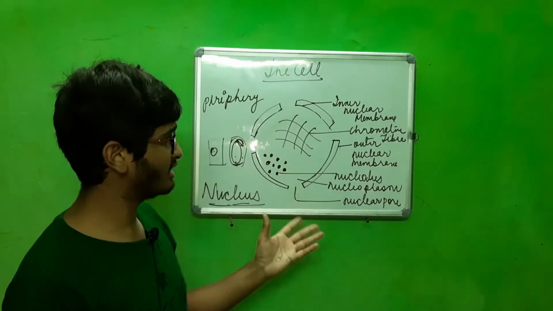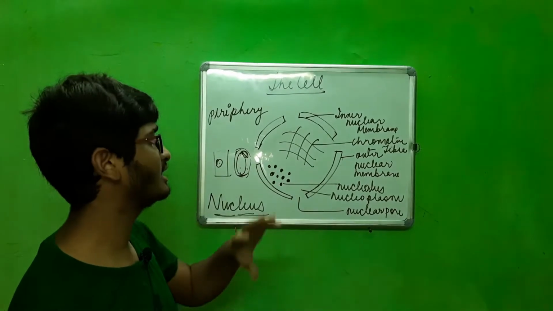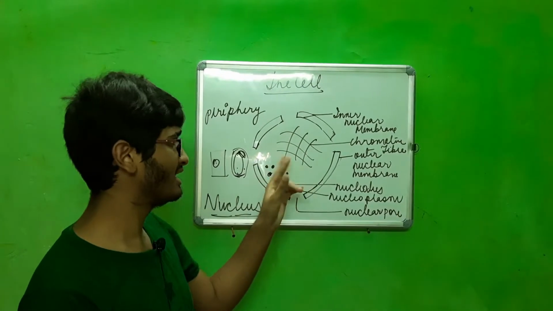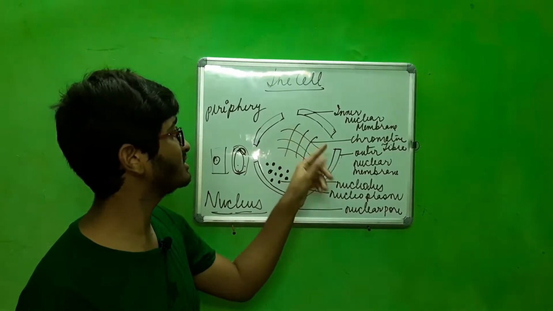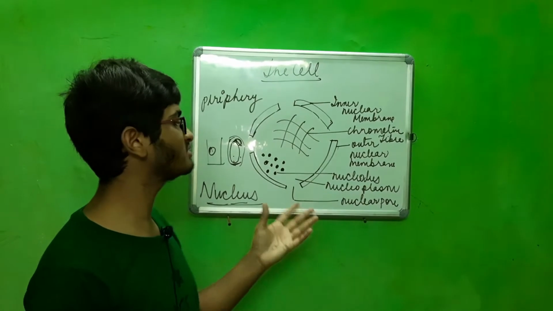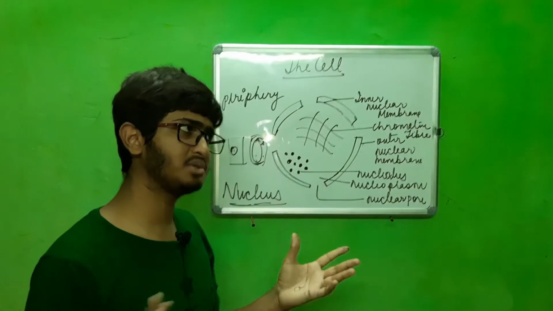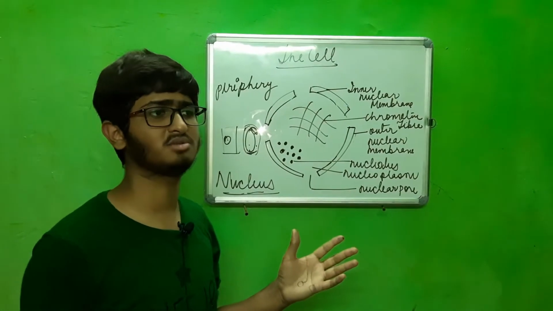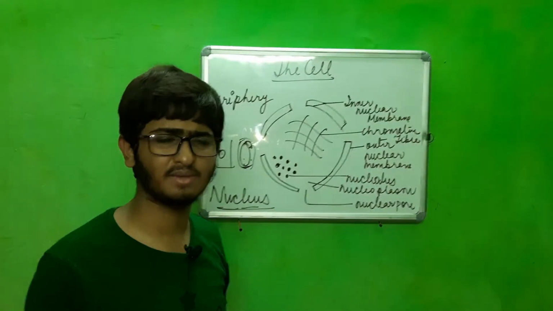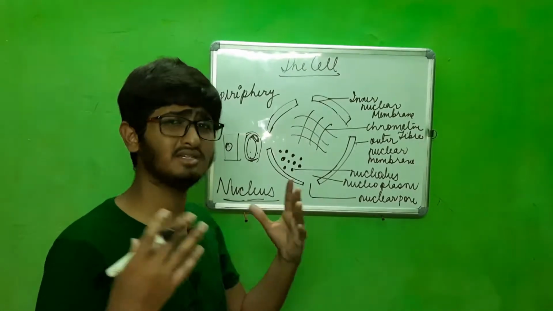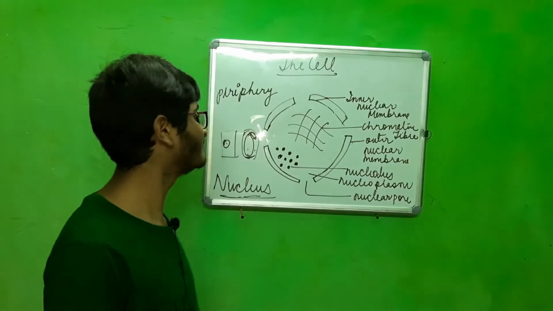Now let us move to some important features of structure. The nuclear membrane, why is it not continuous? Because at the time of cell division, this membrane has to disappear. So to facilitate that disappearing, it is not continuous. Other reasons are also there, you may know only one.